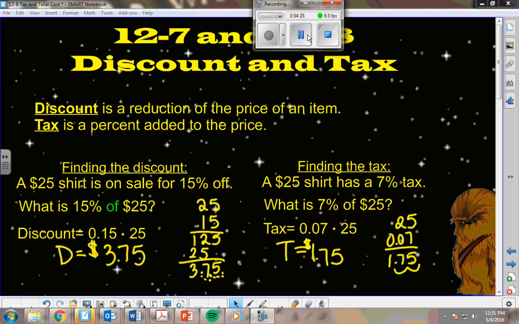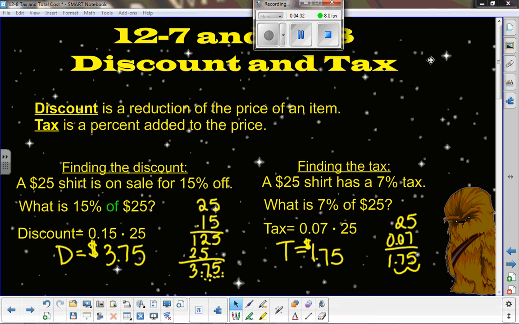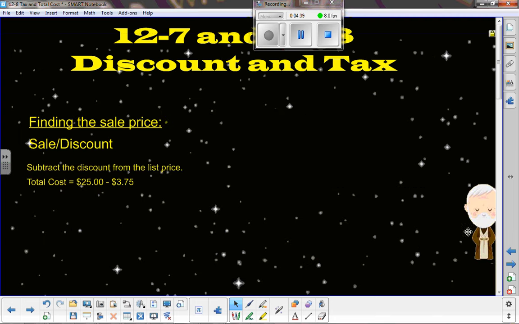But that does not tell us what we're paying. So if we wanted to figure out what we were paying, we would need to actually calculate the final price, or if we're talking about the discount, the sale price. So we would subtract the discount from the list price. So whatever that item was, so our shirt that was $25, we would take away the discount, right? We would take away that $3.75 that we figured out the sale price would be.